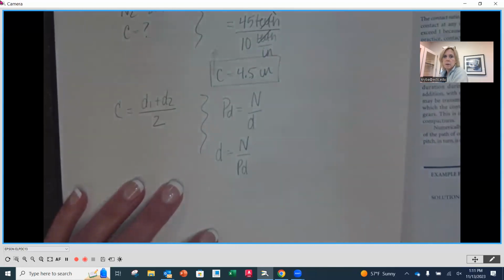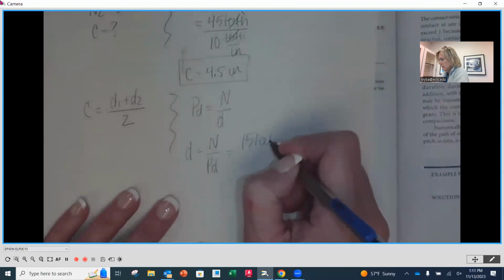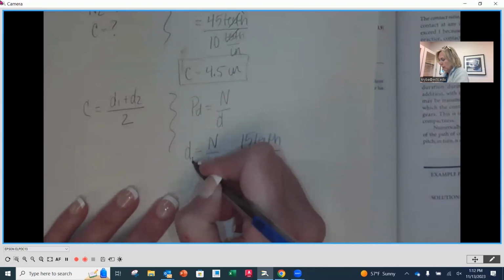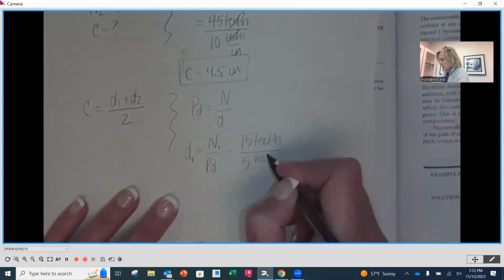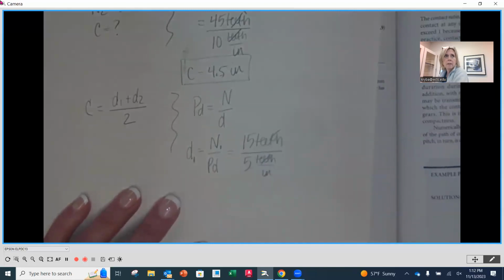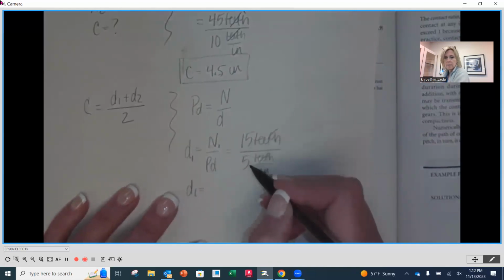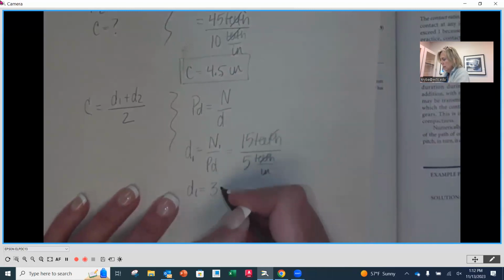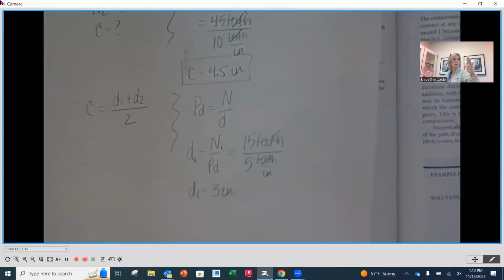Now for our pinion, that means the number of teeth is going to be 15 teeth, divided by, I'm going to put a 1 in front of this, my diametral pitch of 5, and that's going to be teeth per inch. So we get that same cancellation top to bottom. The inches are in the denominator of the denominator, multiplying up. So my D1 is going to be 15 divided by 5, which is going to be 3 inches, right? That's my pitch diameter, the distance all the way across.